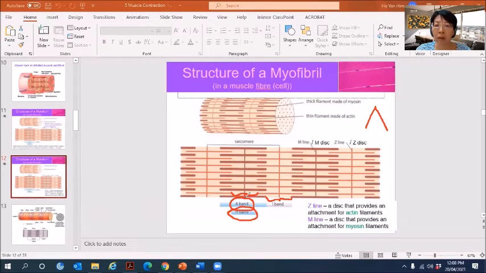So you must remember, both the thick and thin filaments must attach to a certain disc. Therefore you have the M line or M disc. This is for the thick filament to attach, in the center of the thick filament. Then you have the Z line or Z disc. This is for the thin filament to attach.